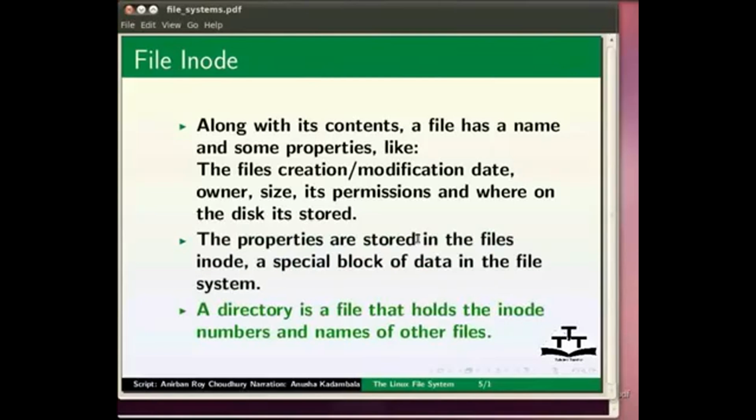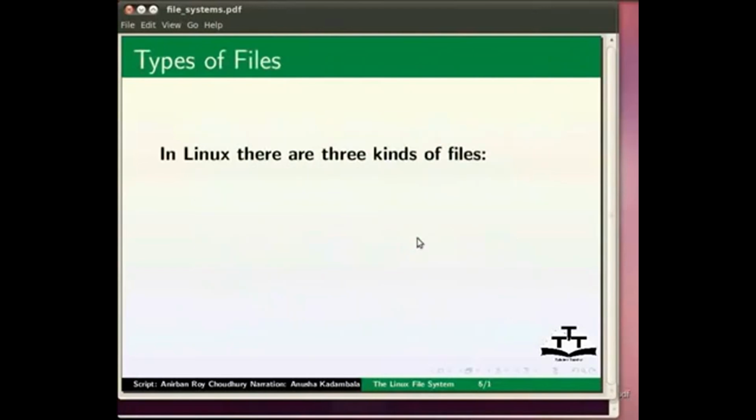Contrary to its oversimplified definition, a directory does not actually store other files. It is itself a file that holds the inode numbers and names of other files. In fact, in Linux, there are three kinds of files: regular files or ordinary files, which contain only data as a stream of characters; and directories, as we just saw in the previous slides.